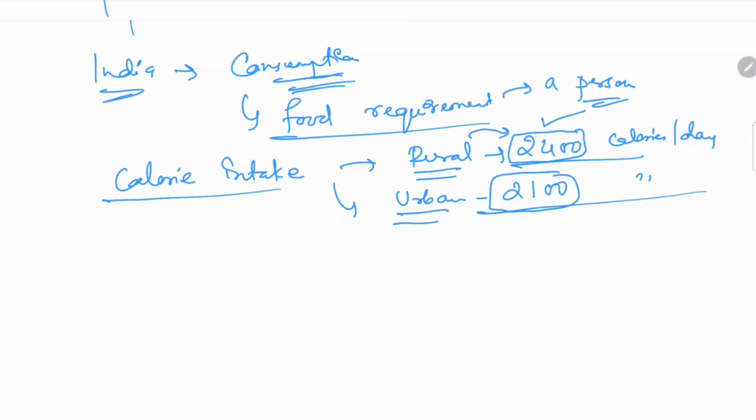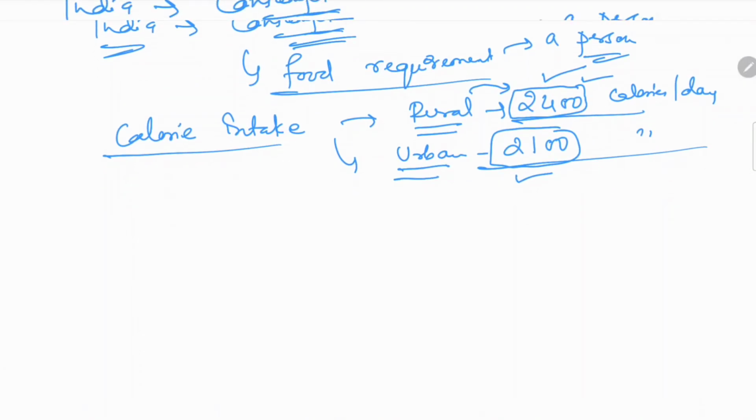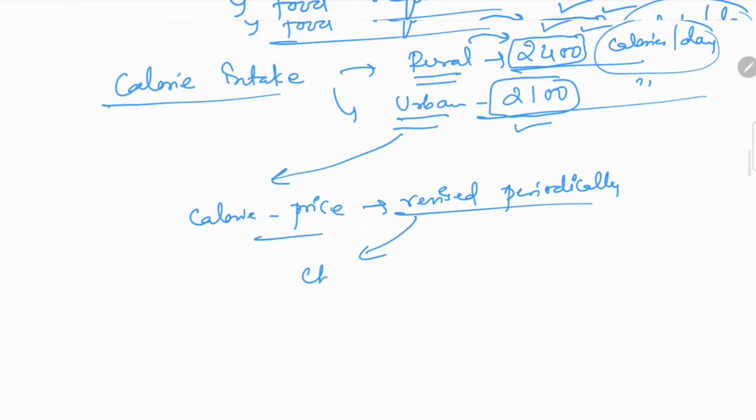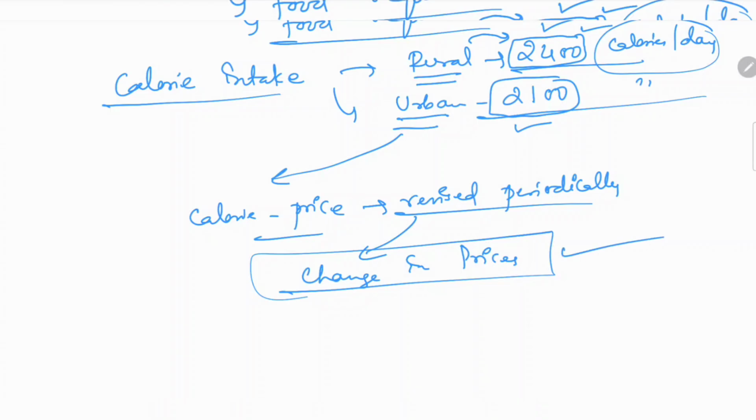But in urban areas it is not the case. They can survive with lesser calorie intake. That is why we adopted this calorie intake model. And remember, this calorie intake and the price which is required for consumption of these calories will be revised periodically. Okay, this you must remember. Why are we revising it periodically? Because there is change in prices. That is what we call inflation, ಹಣದುಬ್ಬರ ಅಂತ ಹೇಳ್ತೀವಿ ಕನ್ನಡದಲ್ಲಿ, change in prices. That is why it is revised periodically.